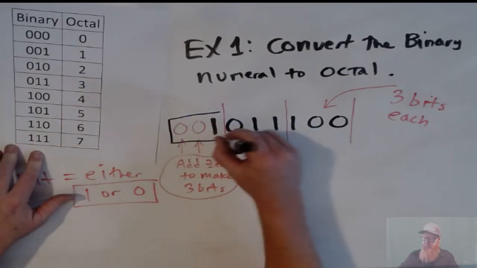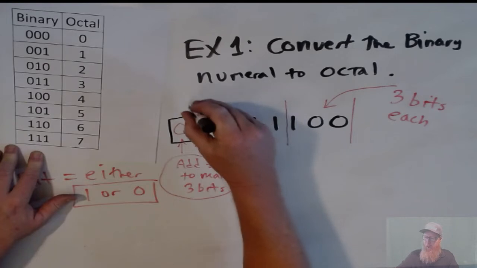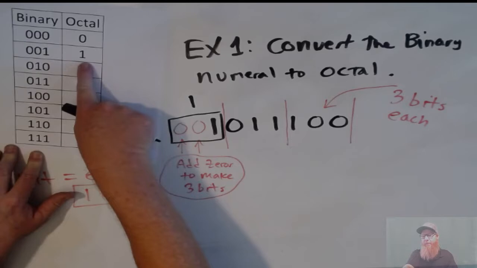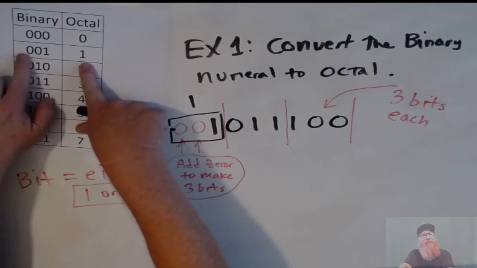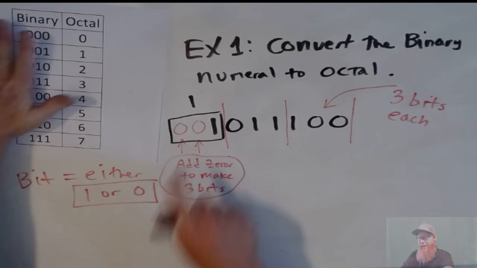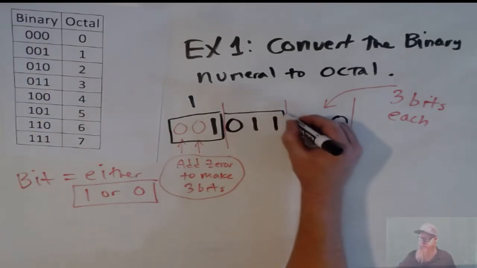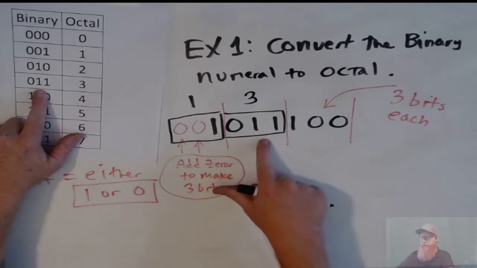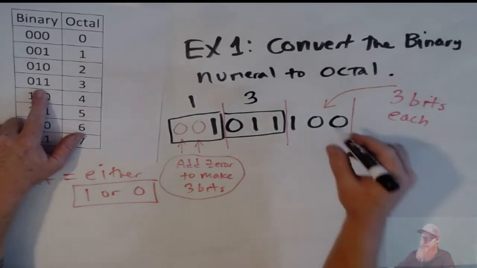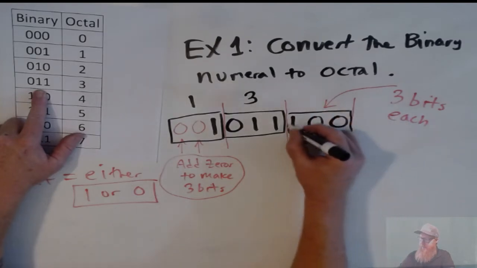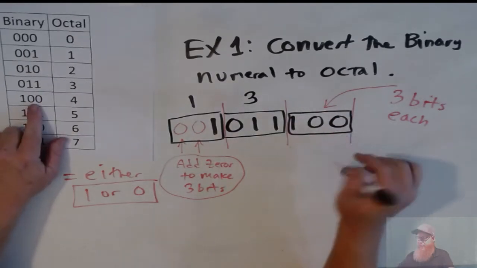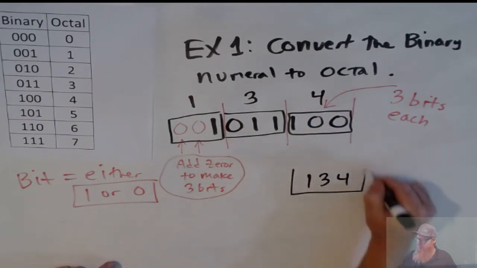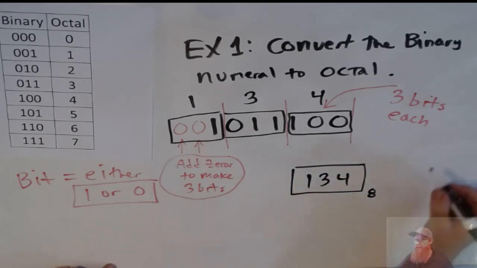We have 0, 0, 0, 1. That is 1. That's the octal number 1. 0, 0, 1. That's why I have to have these extra zeros here in my list so that I can match those up. 0, 1, 1 is 3. And 1, 0, 0 is 4. So therefore, this number is 134 base 8.